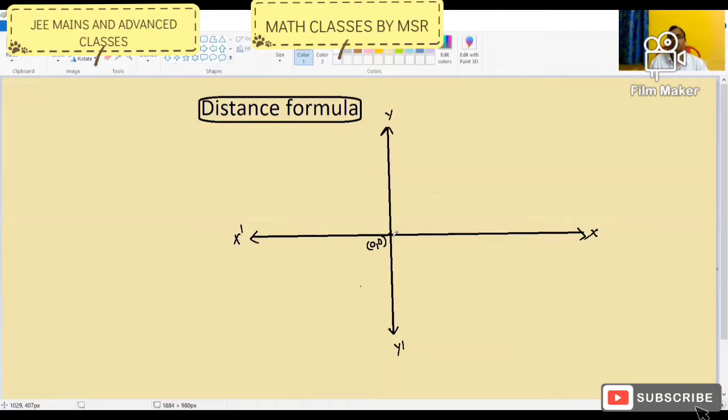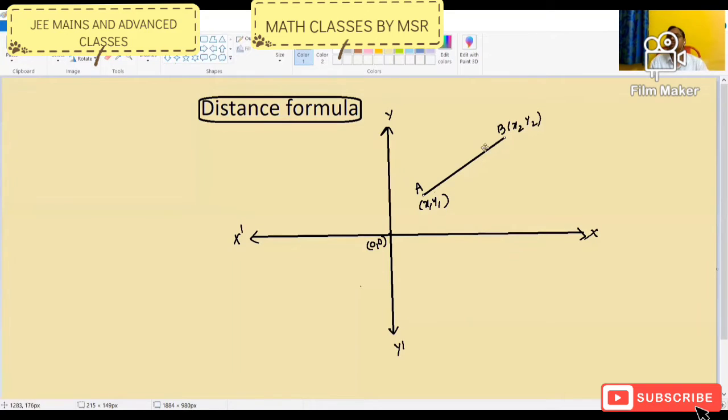Now I want to find the distance between any two points in the coordinate plane. So if I take any point A (x1, y1) and B (x2, y2), be any two points in the coordinate plane, how to find the distance between them? So this is the distance AB.